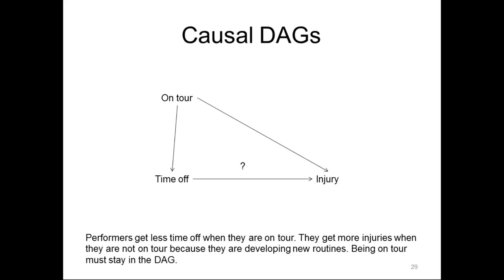So we have to have this in our DAG, because this is a common cause of our outcome and exposure, unlike the role, which is a cause of our outcome, but not our exposure.